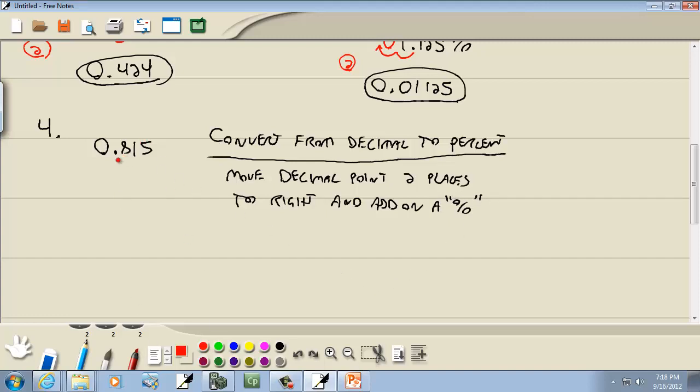Okay, so for this problem, here's my decimal. We're going to move it two places to the right. So we get 81.5%. And that's our answer.